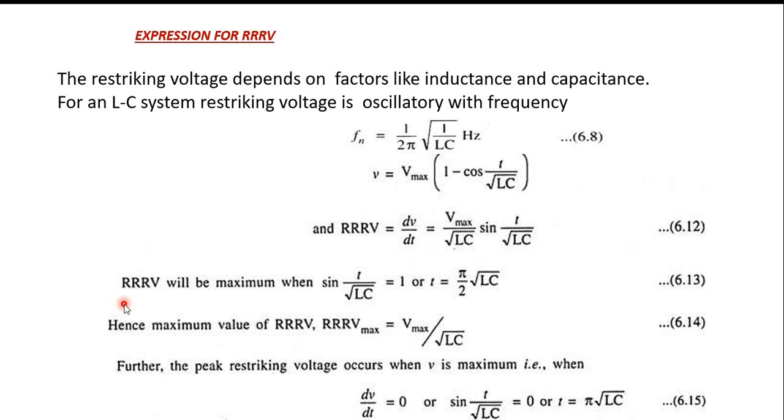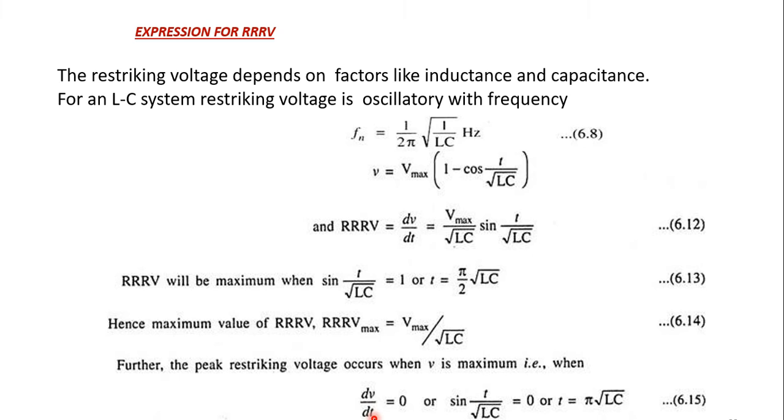The RRRV will be maximum when the sin term is equal to 1, that is, sin t by root LC equals 1, or t equals pi by 2 times root LC. Hence, the maximum value of RRRV equals V max by root LC. And peak restriking voltage occurs when V is maximum, that is, dV by dt equals 0, or sin t by root LC equals 0, or t equals pi times root LC.